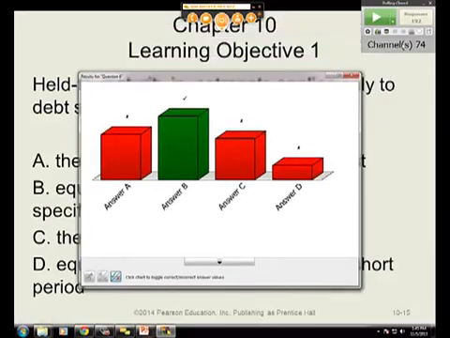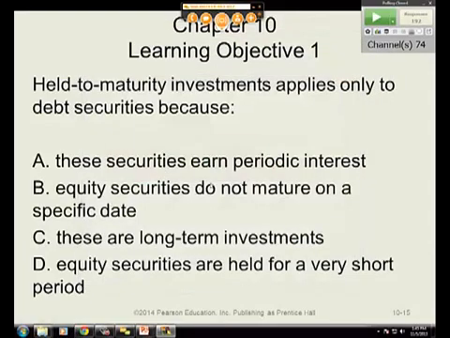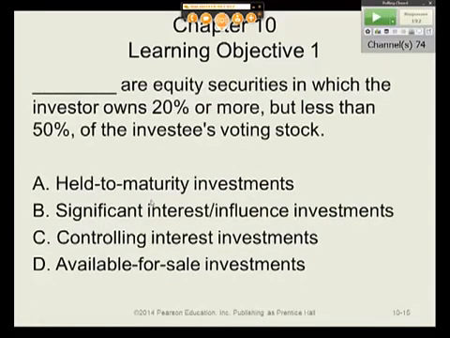All right. Let me do one more, and then we'll move ahead. Okay. Now, fill in the blank. Want to know what types of securities or equity securities where the investor owns 20% or more, but less than 50.